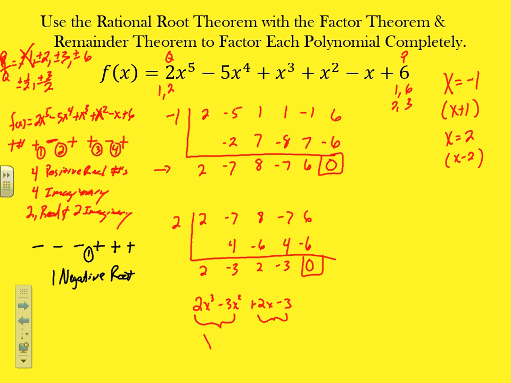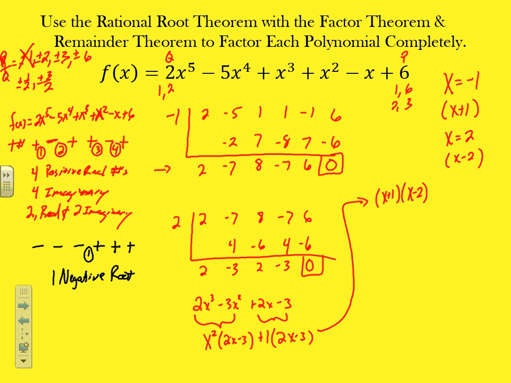Here I can factor out an x squared and be left with 2x minus 3. And here I can just factor out a 1, which would also leave me a 2x minus 3. And the whole point is that 2x minus 3 is a common factor between them. So let's bring this up here. Right now we have two factors: x plus 1 and x minus 2 are the two factors that we've already been able to identify.